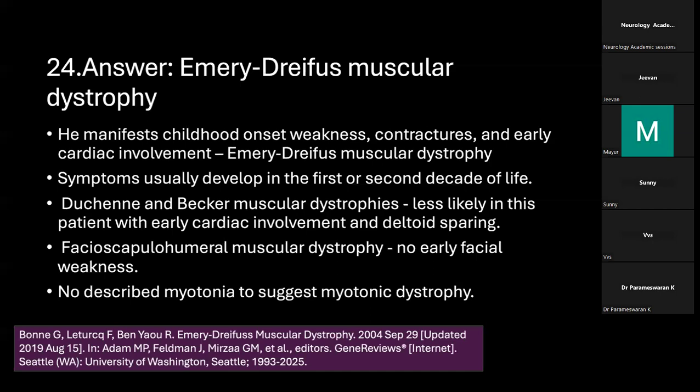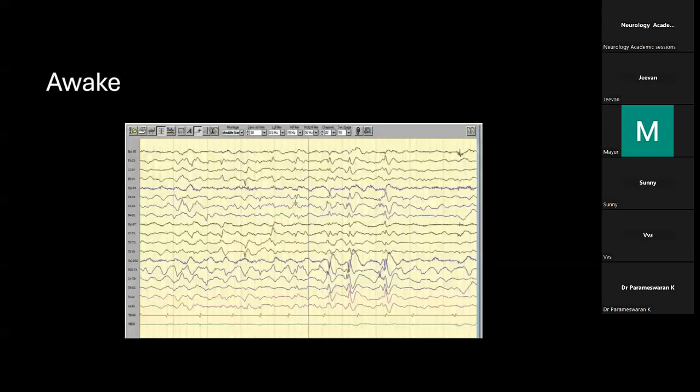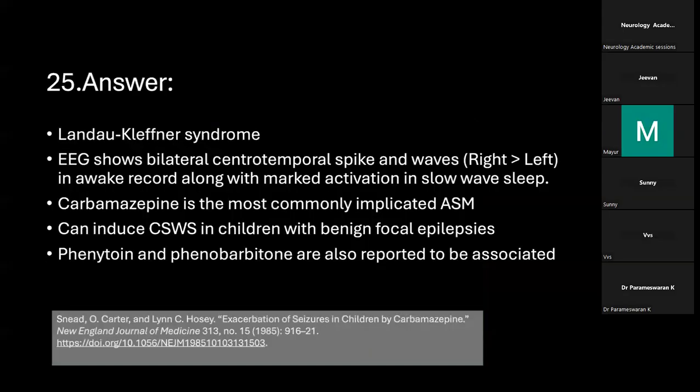Question number 25, a 6-year-old developmentally normal child presented with recent regression. She had a past history of non-febrile seizures 1 year back, for which she was started on an ASM, and she became completely seizure-free afterwards. Her awake and sleep recording showed, in the awake record, focal epileptiform discharges from central and right parietal, right temporal regions, centrotemporal spikes. And in sleep, this is the pattern that is seen, amounting to CSWS. So the diagnosis most likely is LKS.